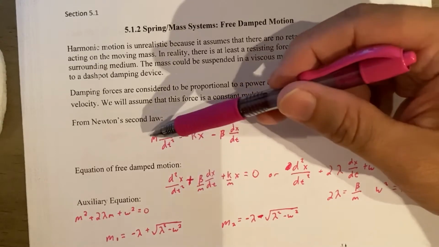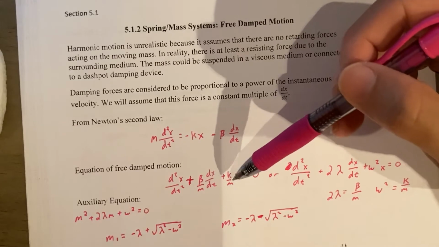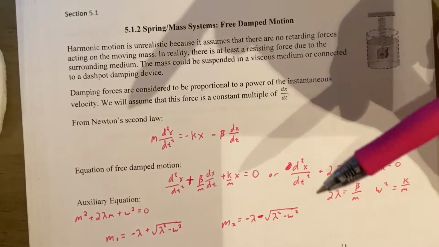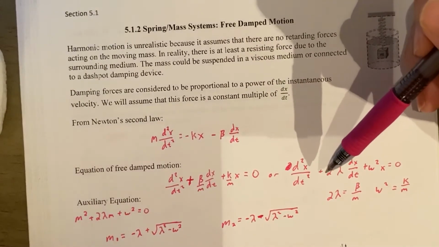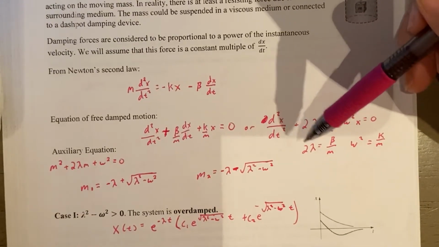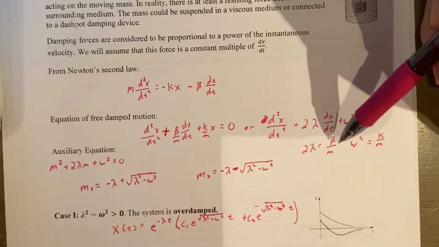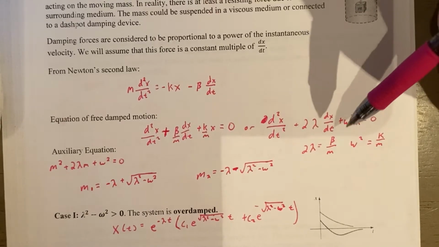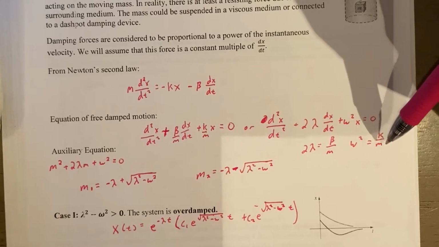divided by our mass. Again, we're just getting rid of that leading coefficient, plus our k divided by the mass, or another constant divided by mass, times x equals 0. Or, and what you'll most commonly see is this, the second derivative plus 2 lambda, where 2 lambda is our beta over our mass, which is a constant divided by our mass, and our omega squared is, once again, our constant k divided by our mass.